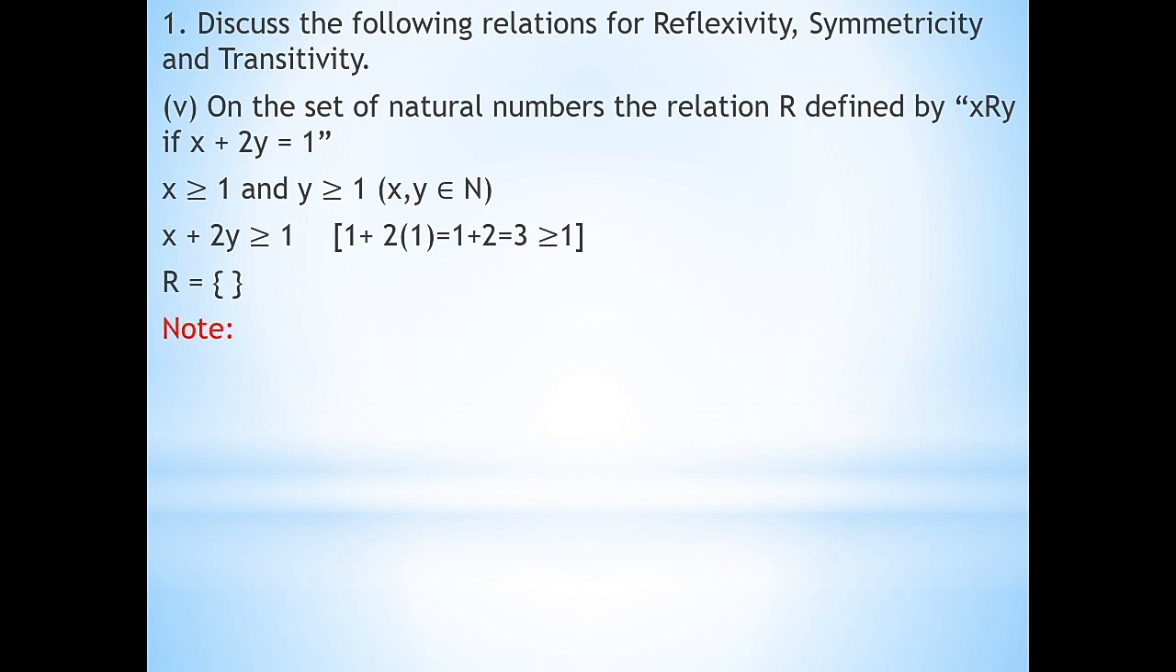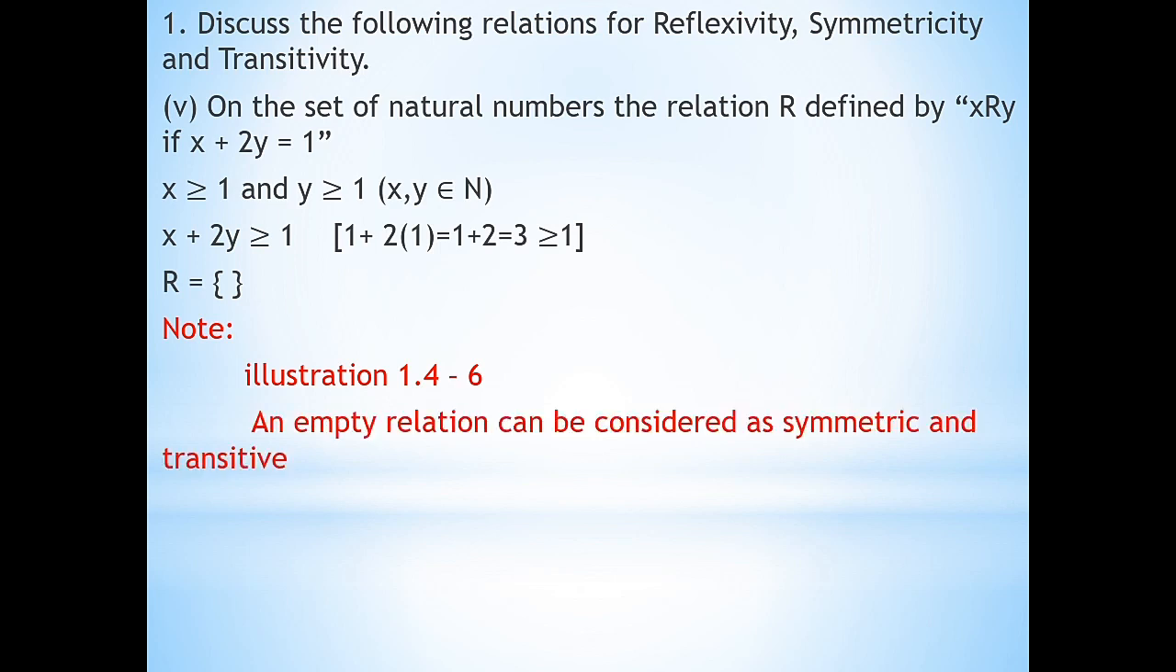So there is a note given in your textbook. What is that? In illustration 1.4.6, they have given that an empty relation can be considered as symmetric and transitive. Suppose a relation is empty, you can easily say it is symmetric and transitive. How? I told that in the beginning itself. In symmetric, if there is a first condition, then we can go for checking and then we have to check the second condition. If there is no first condition itself, you don't want to check the second condition, so it is symmetric.